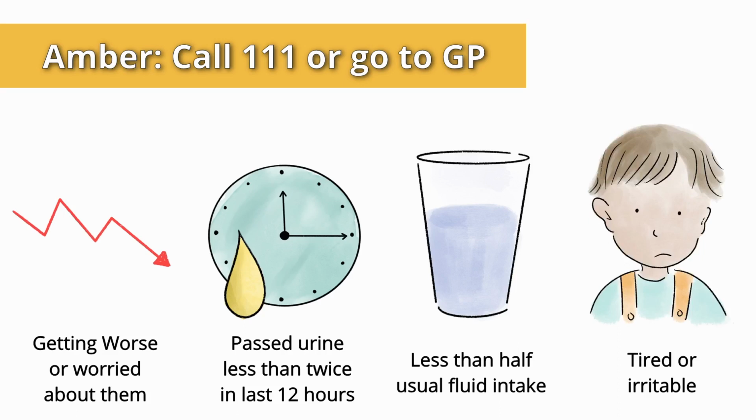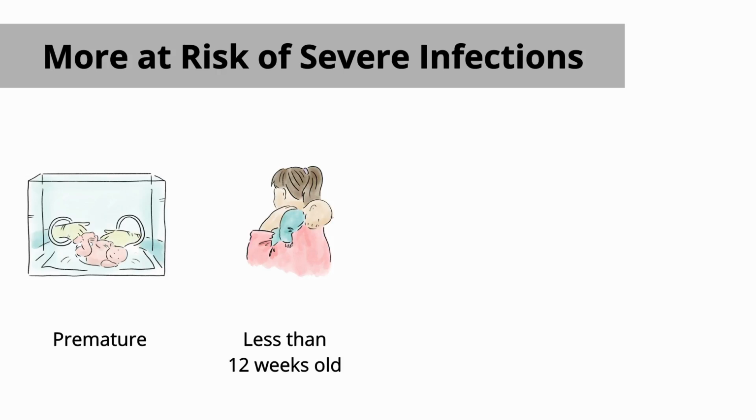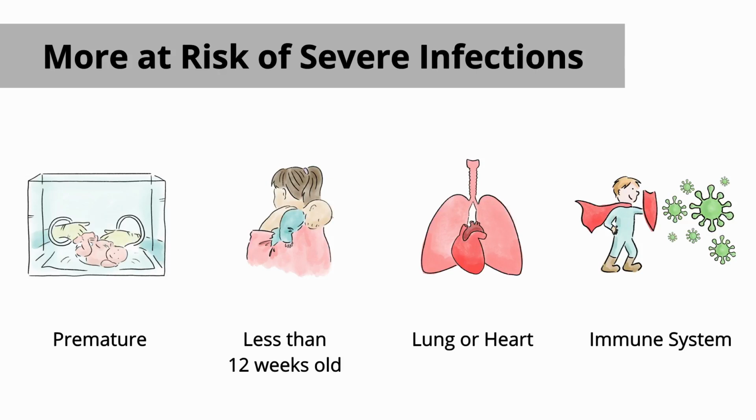Some conditions might mean that your child is more at risk of serious infection and you should have a lower threshold of bringing them to see your GP or taking them to A&E. This includes children who were born extremely prematurely, those who are less than 12 weeks old, and those who have lung and heart problems and have any problems with their immune system.